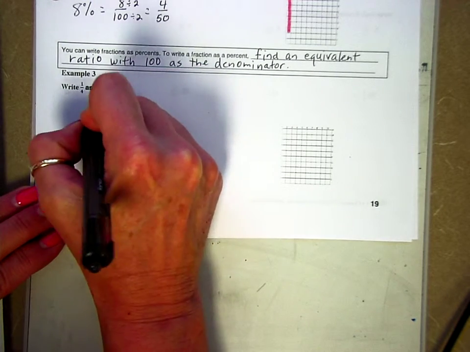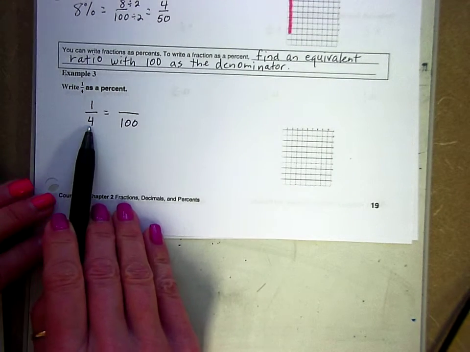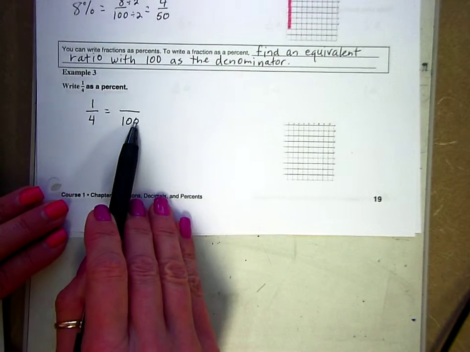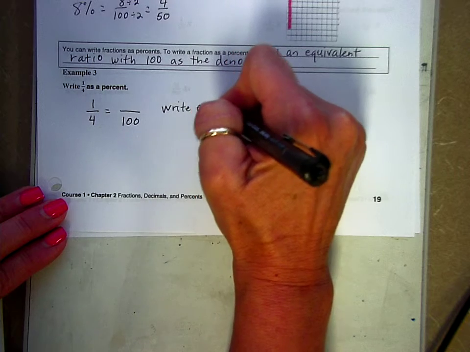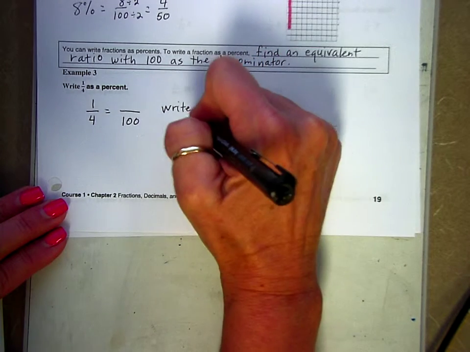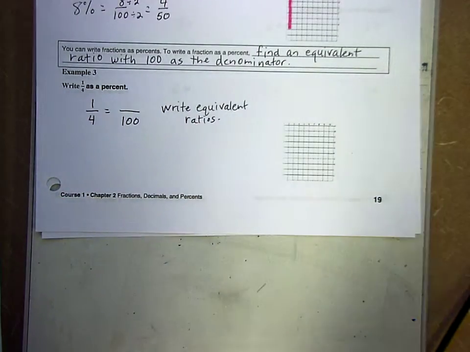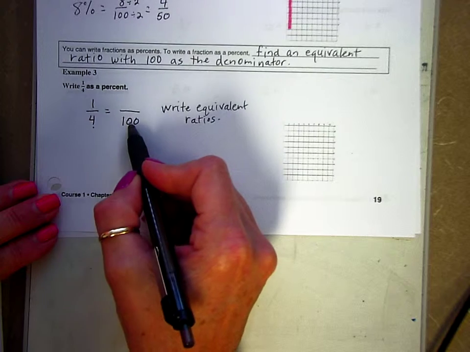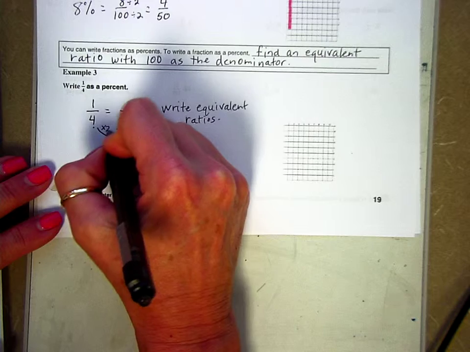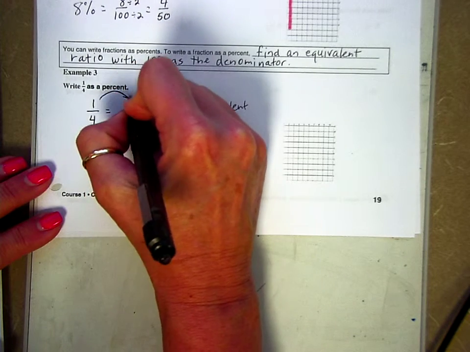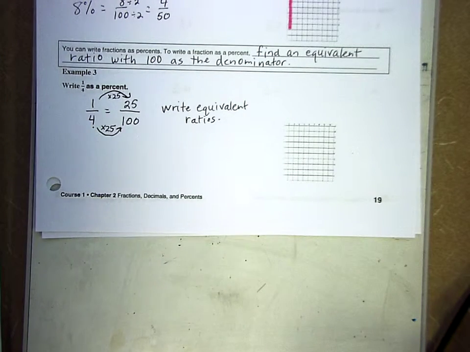So the first thing we're going to do is figure out what ratio is equivalent to 1/4 when the denominator is 100. You're going to write equivalent ratios. So this goes back to what we did when we worked with ratios. What did I do to 4 to get 100? What did I do to 4 to get 100? I multiplied by 25. So I'm going to do the same thing on the top. So 1 times 25 is 25 out of 100.